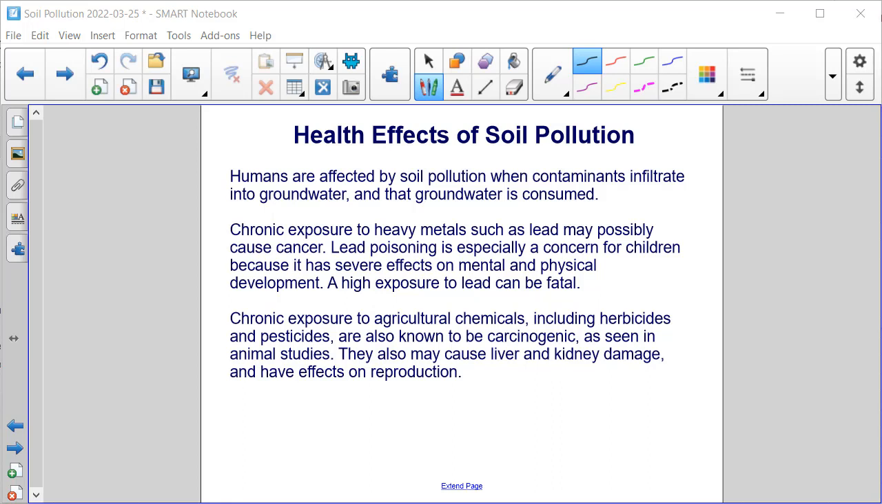Chronic exposures to agricultural chemicals, including herbicides and pesticides, are also known to be carcinogenic, as seen in animal studies. They may cause liver and kidney damage and have effects on reproduction.